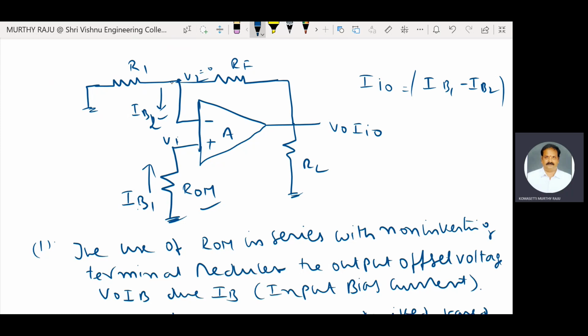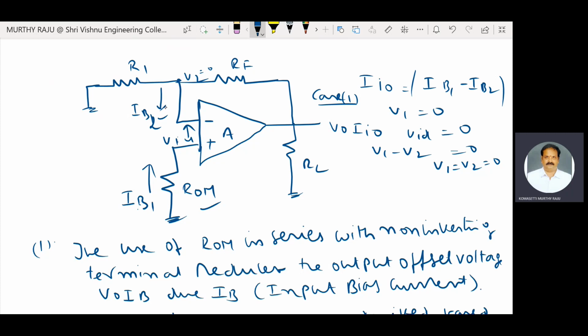Here the current flow through R1 is also 0 because R1 is connected between two grounds. First, initially V1 is equal to 0. In case 1, apply the superposition theorem. V1 is equal to 0. According to the virtual ground concept, one more assumption is that the difference voltage VID is also 0. That means V1 minus V2 is equal to 0. Therefore, V1 is equal to V2 is equal to 0. R1 is the resistance connected between two grounds. Therefore, there is no current flow through R1.